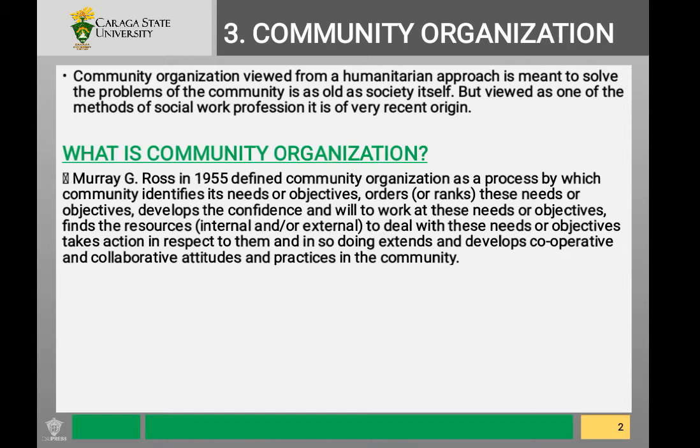Murray G. Ross in 1955 defined community organization as a process by which a community identifies its needs or objectives, orders or ranks these needs or objectives, develops the confidence and will to work at these needs or objectives, finds the resources, internal and/or external, to deal with these needs or objectives, takes action in respect to them, and in so doing extends and develops cooperative and collaborative attitudes and practices in the community.